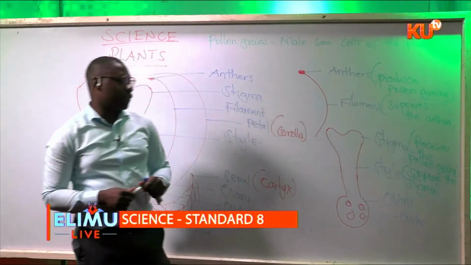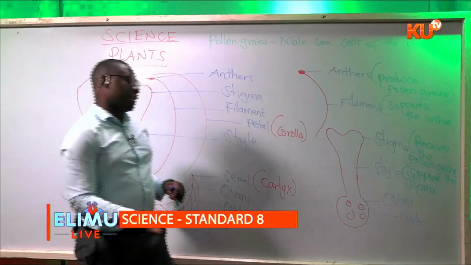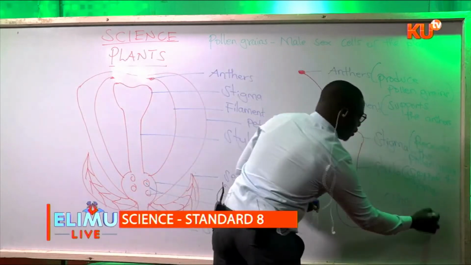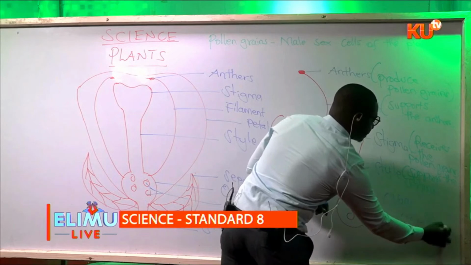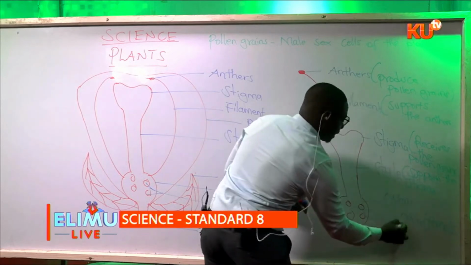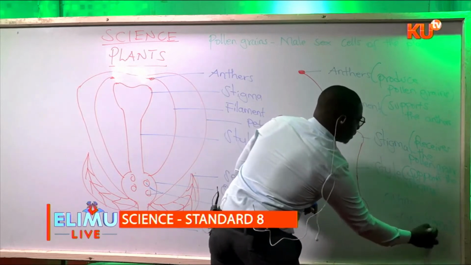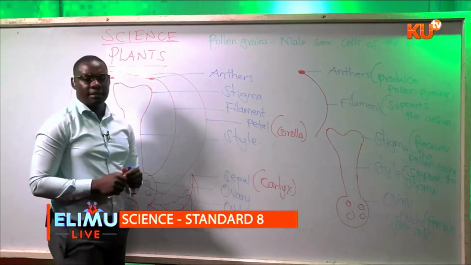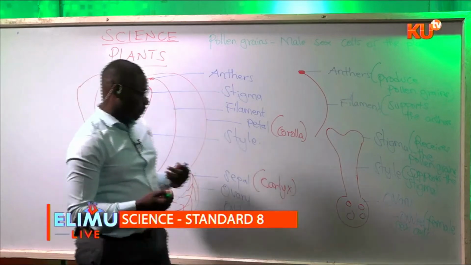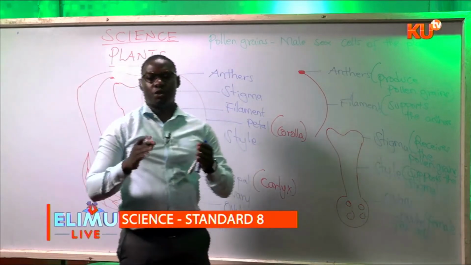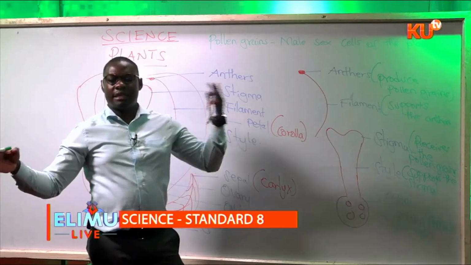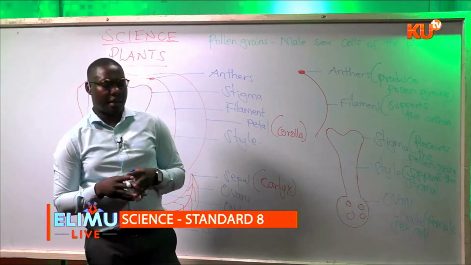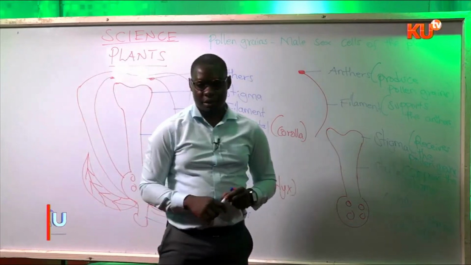But when we come to the female parts, the style will now support the stigma. Now, the ovules form the female sex cells. The ovules represent the female sex cells. So for fertilization to take place, there must be that fusion of the male on one side and the female on the other side. When they come together, they join up, and then we say reproduction has taken place.